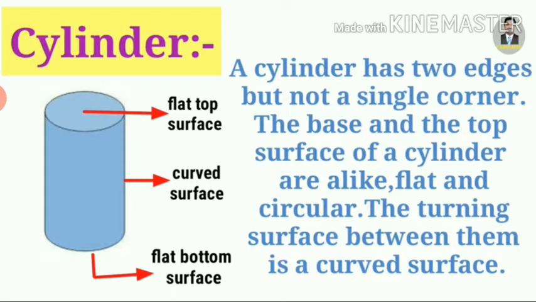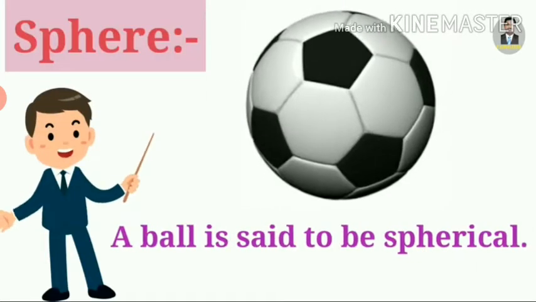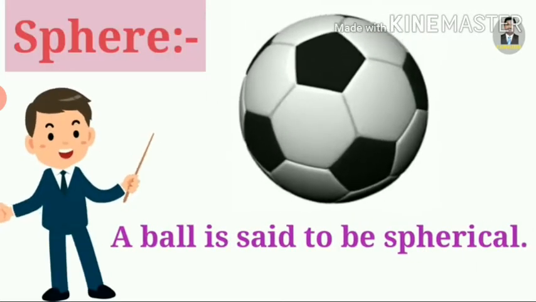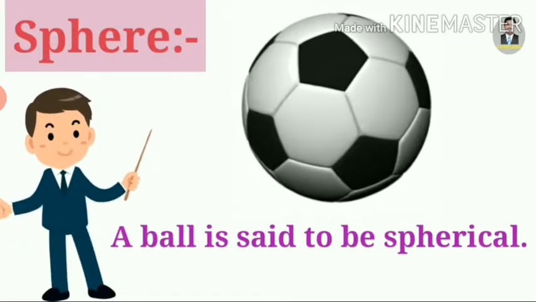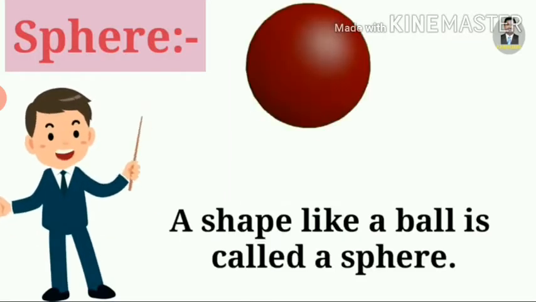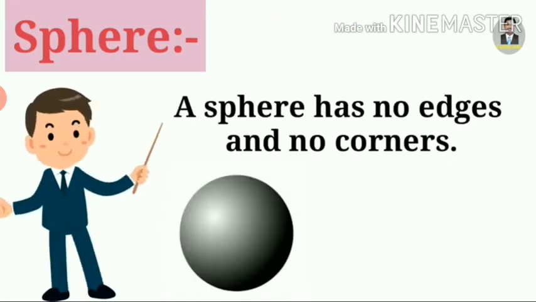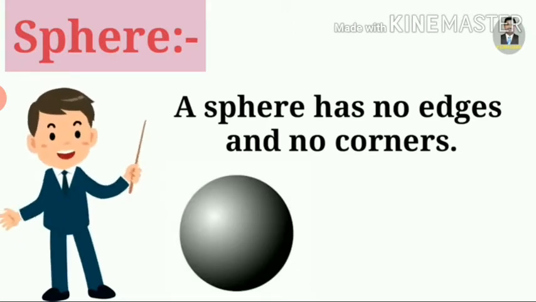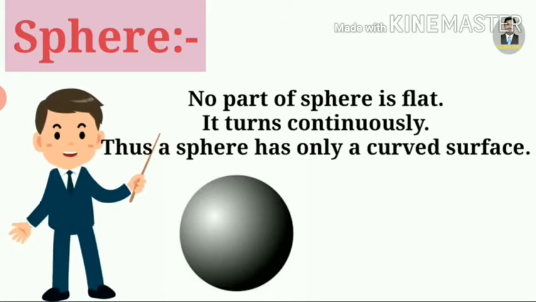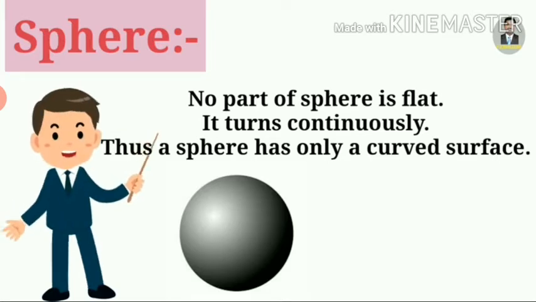You can see here the sphere shape. A ball is said to be spherical. A shape like a ball is called a sphere. A sphere has no edges and no corners. No part of a sphere is flat. It turns continuously. Thus, a sphere has only a curved surface.